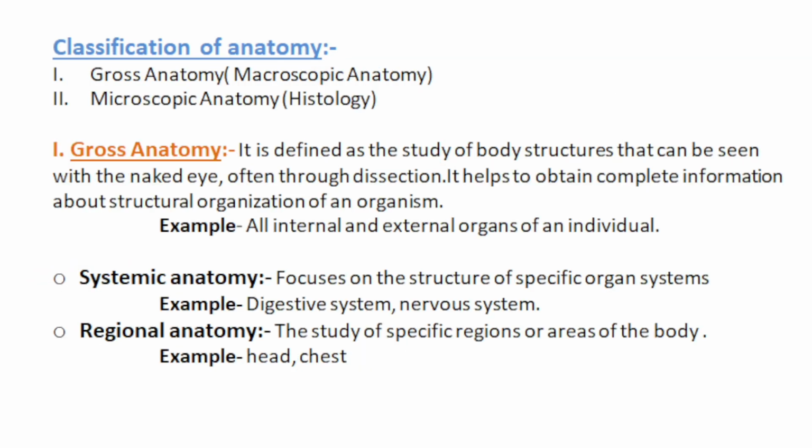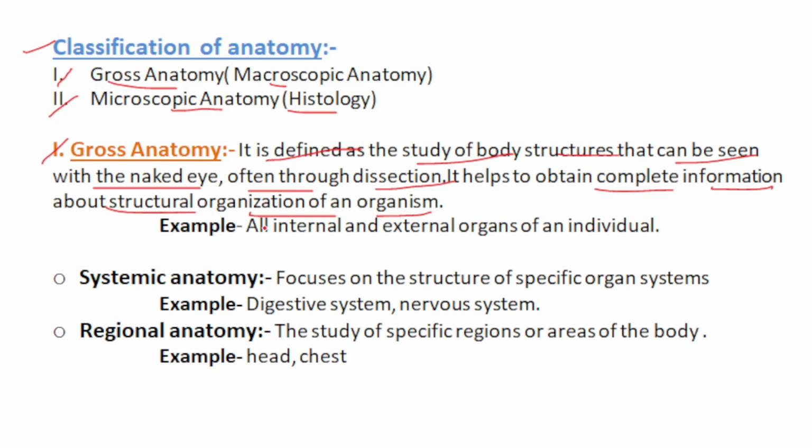Then there is some classification of anatomy. First, gross anatomy, which is sometimes called macroscopic anatomy. And then the second is microscopic anatomy or histology. First, gross anatomy. It is defined as the study of body structures that can be seen with the naked eyes, often through dissection. It helps to obtain complete information about the structural organization of an organism.